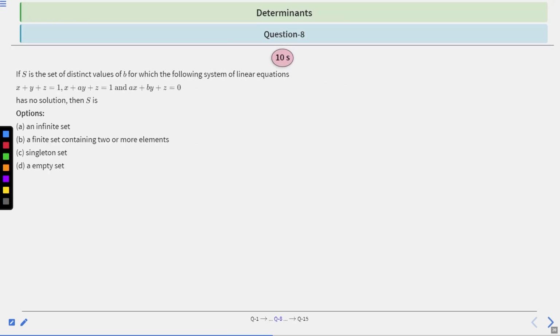Question number 8. If S is the set of distinct values of B for which the following system of linear equations has no solution, then S is. Okay, you have 10 seconds to solve this question. After 10 seconds, we will discuss the solution.